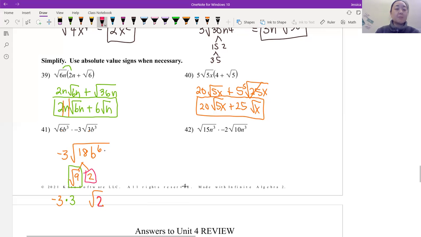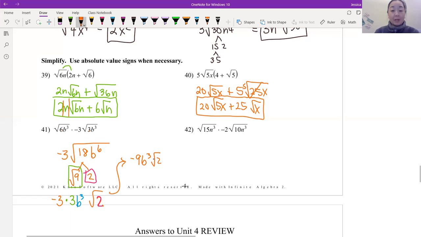And then my b to the 6th power, 6 divided by 2, is going to be b to the 3rd. So we have 3 groups, and no leftovers. So that's pretty much it. So we're going to write the answer here. This can be -9 b to the 3rd, square root of 2.